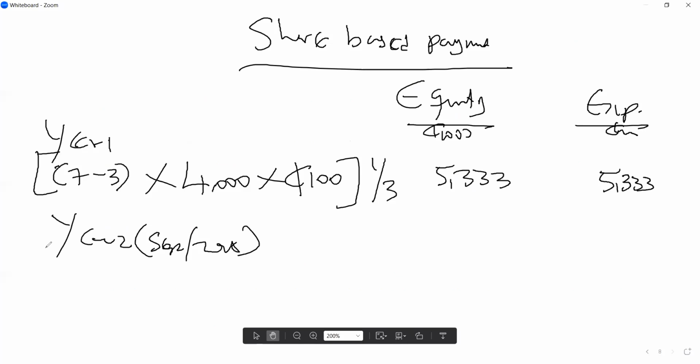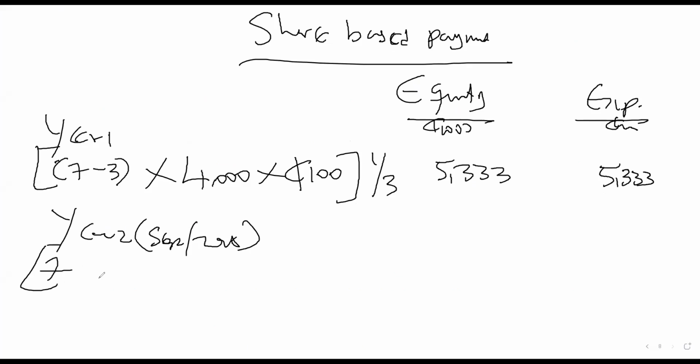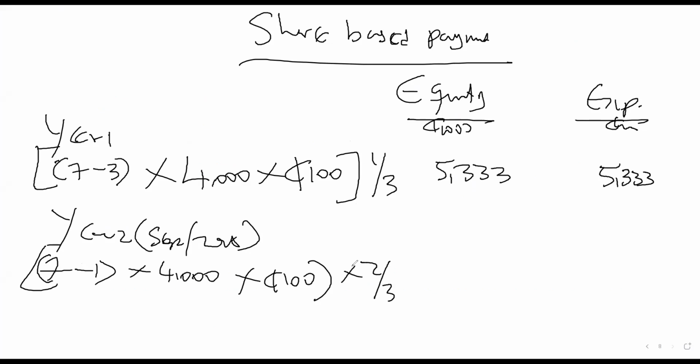So if 1 director is going, then out of the 7 directors, it will have 6, times 4,000 shares we are giving each person, times 100 Ghana cedis, times 2/3. So 6 times 4,000 times 100. That's 2.4 million times 2 divided by 3. You get 1.6 million. Find the difference between.